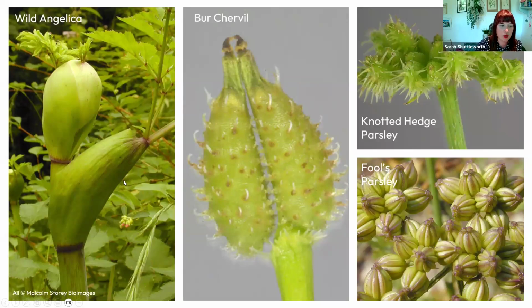So here's Angelica with those largely inflated sheaths at the base of the leaf stalk. And then we've got a nice variety of different fruits here, just to show you. Burr chervil, which obviously you can see is going to act like a burr and get stuck to animals' fur or people's socks. And then you've got some of these other ones with ridges or spines, that sort of thing.